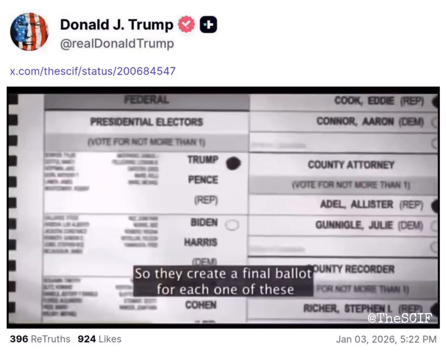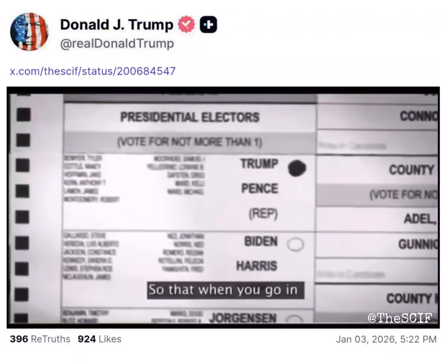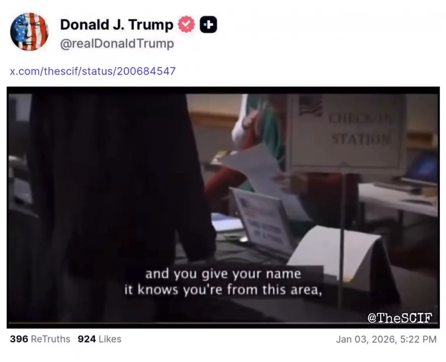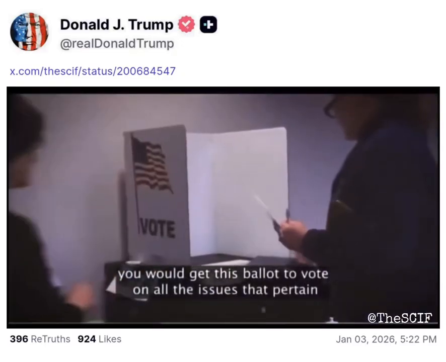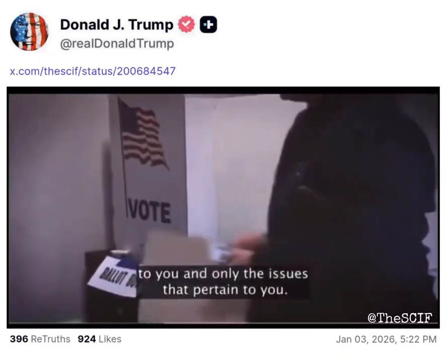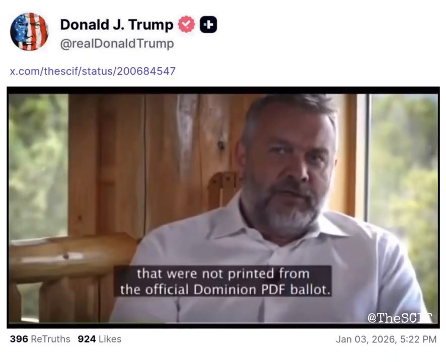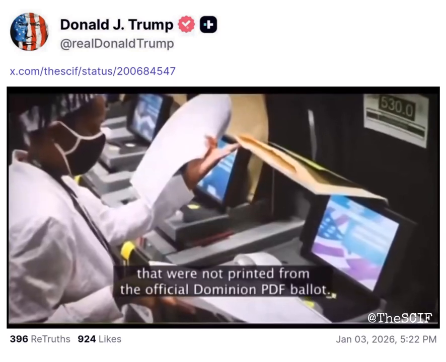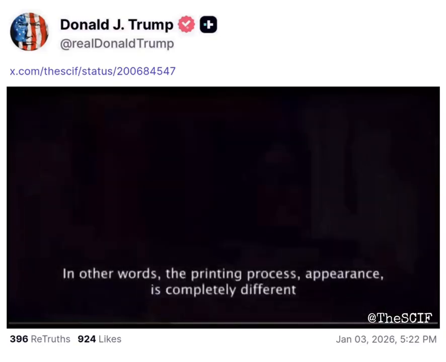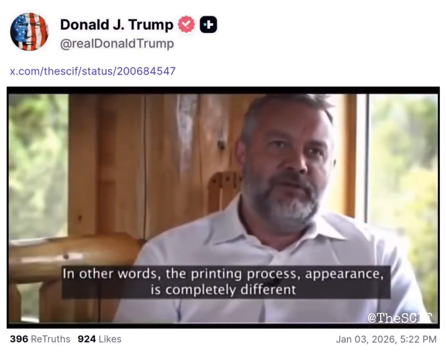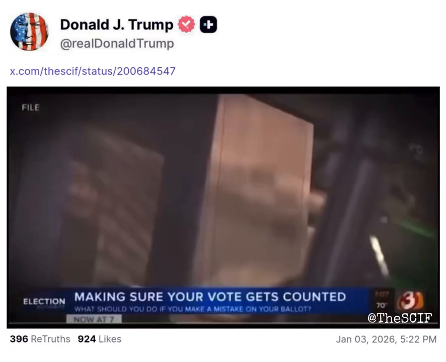So they create a final ballot for each one of these districts or zones or regions, so that when you go in and give your name and it knows you're from this area, you would get this ballot to vote on all the issues that pertain to you, and only the issues that pertain to you. And I found that there were about 25,000 ballots that were not printed from the official Dominion PDF ballot. In other words, the printing process, appearance, is completely different than what you would get from a first-generation PDF printing.